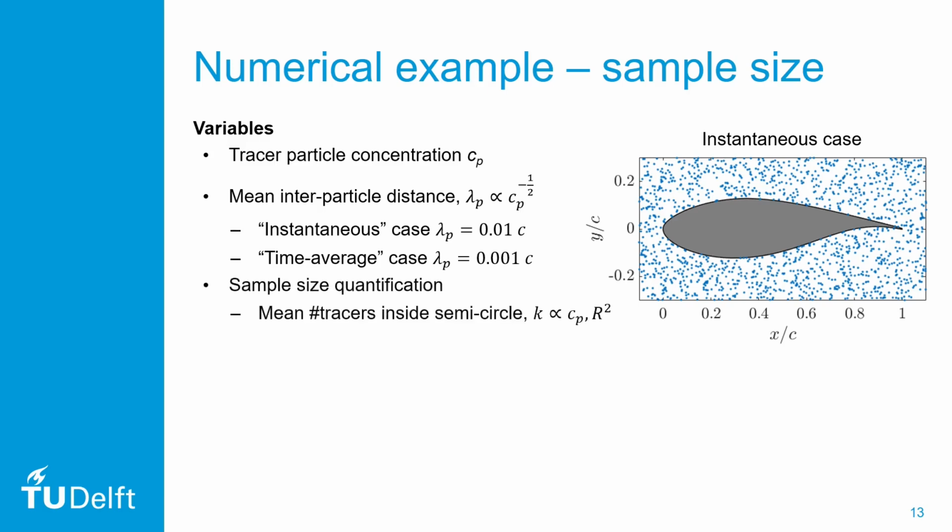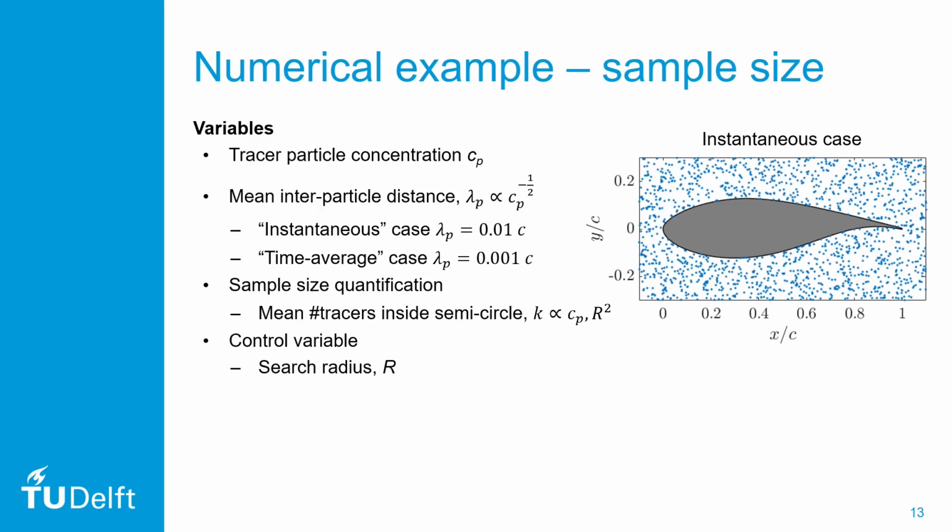We quantify the sample size with a variable k, which describes the mean number of tracer particles we expect to find in a semicircle at a flat interface. K is directly proportional to Cp, or the square of the search radius, which is an indicator of our search area. And in fact, the radius is our control variable in which we can manage the size of k.